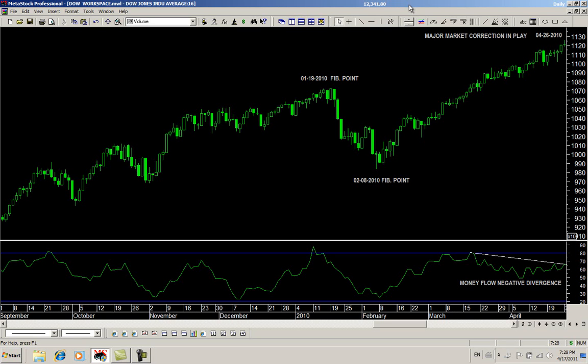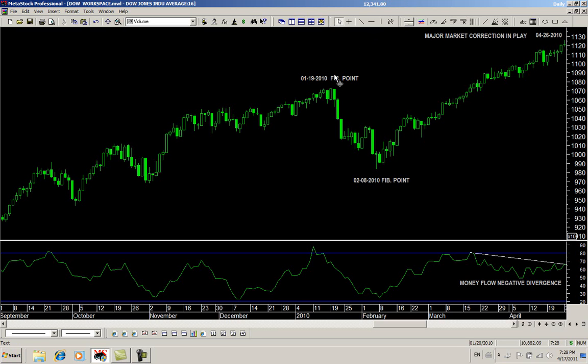Welcome to the Inside Technician, and today I'd like to talk a little bit about the relationship between the standard money flow indicator and Fibonacci retracement levels, and how, when they're both applied correctly, can identify high probability market turning points. In this case, a market correction to the downside.